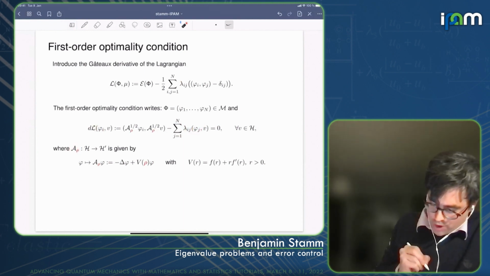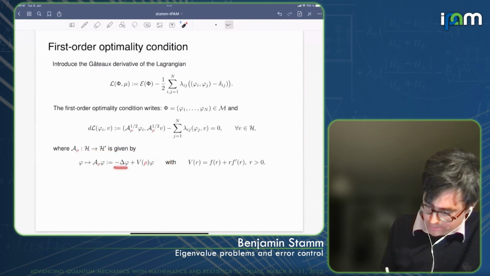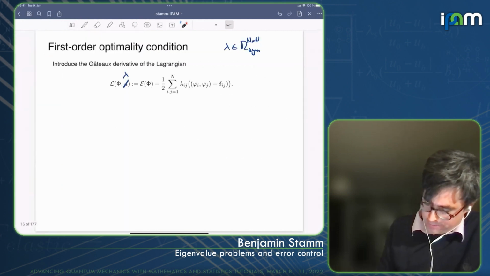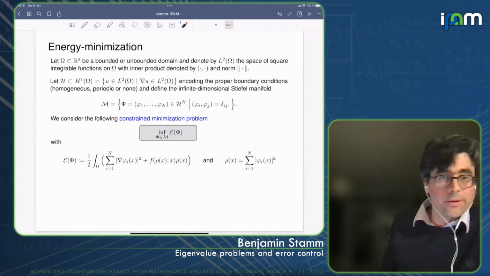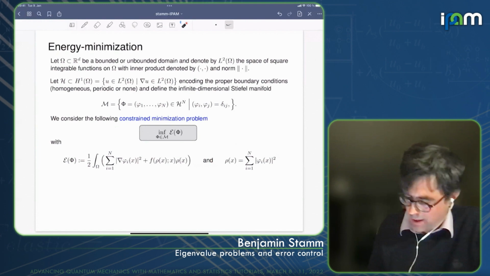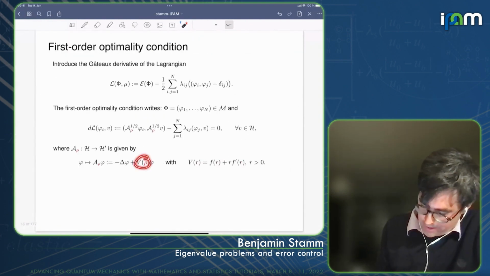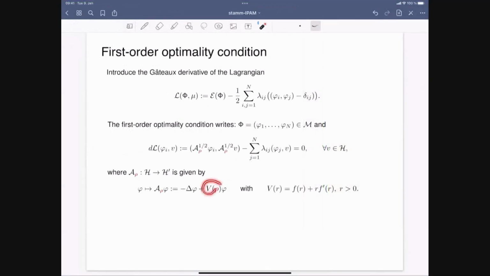Okay, and so A_rho here is an operator from H to its dual given by the following form. It is minus the Laplacian of phi plus a potential that depends on rho, and rho is, as has been illustrated here, the sum of the phi squares, and in this case, in Kohn-Sham DFT, is the electronic density. So this is the potential that has certainly a linear part and also a nonlinear part applied to the function phi.